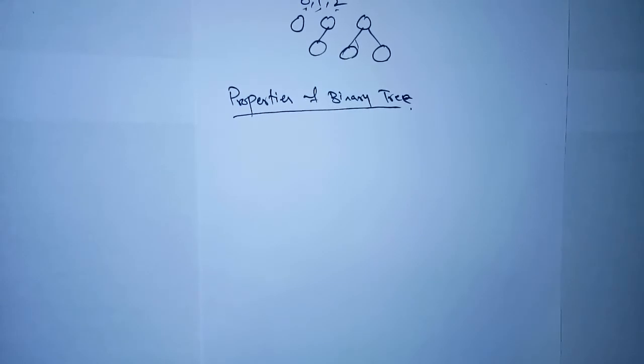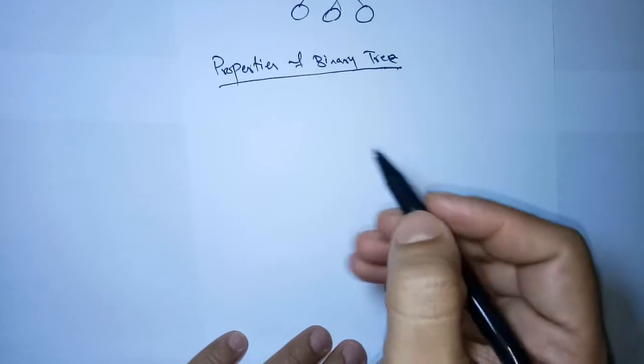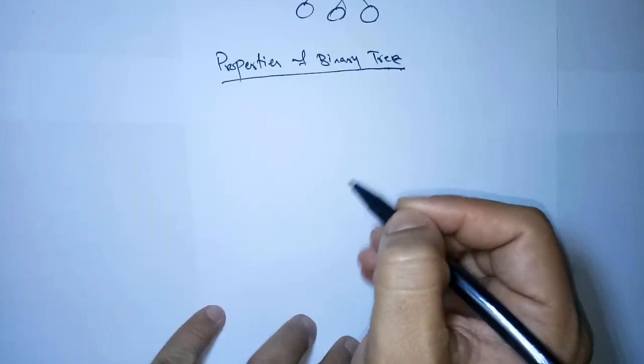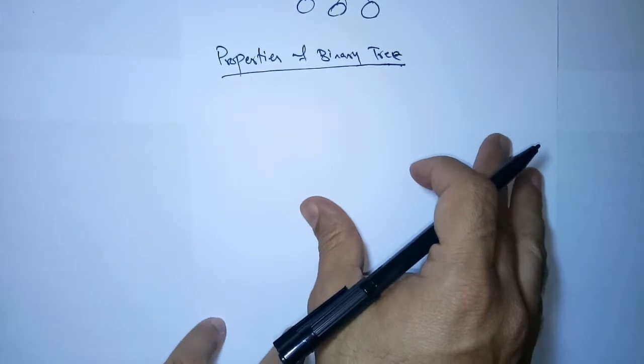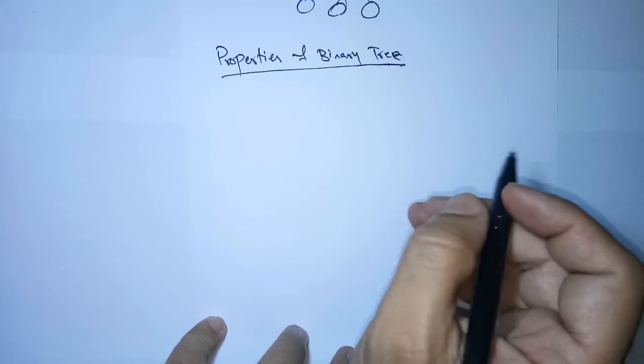Right, so if I have a binary tree, in a binary tree, it could be a complete binary tree or an incomplete binary tree, or a nearly complete binary tree, or an almost complete binary tree. What do I mean by this?